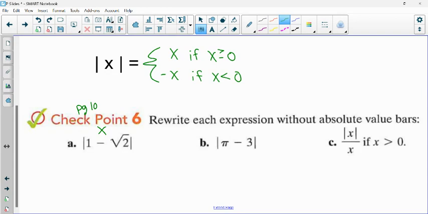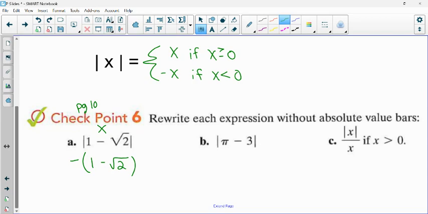So therefore, what we do here is we put a negative in front. We don't have to use the absolute values anymore, and we just rewrite what we had before. We then can distribute this negative sign through, and that would become positive square root of 2 minus 1. And again, since we're not using calculators, that's what that absolute value would be equivalent to.